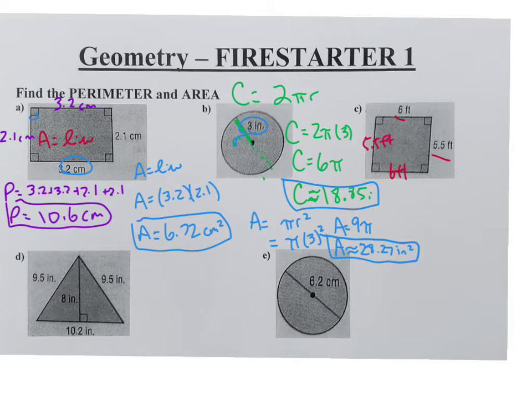So to find my perimeter, I'm going to do exactly what I did before. So my perimeter is going to be equal to 6 plus 6 plus 5.5 plus 5.5. So I get 12 plus 11. So my perimeter is going to be 23 feet. It's a terrible way to write feet.